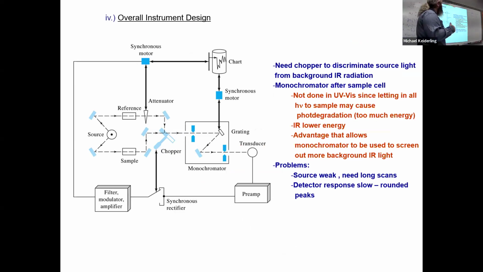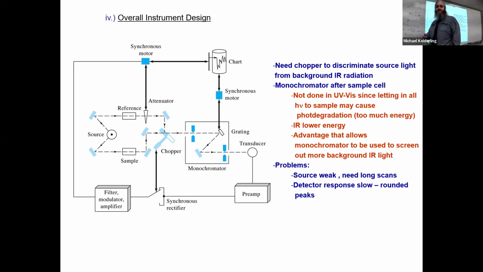So this is not done in UV-visible. You put the monochromator before the sample cell because letting too much light in might damage what you're looking at, as photodecay. But IR is at such lower energy that you're unlikely to do this. And this also allows the monochromator to screen out more background infrared light. The source is weak, you need long scans, the detector response is slow, so you get rounded peaks.